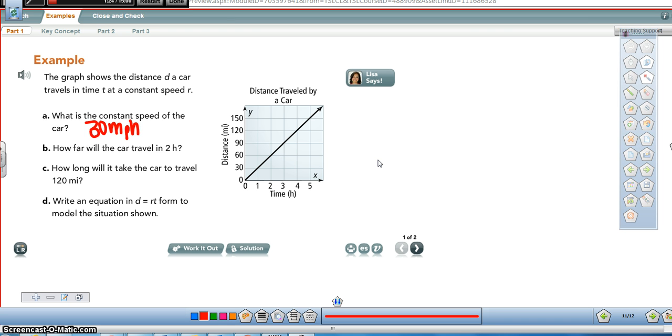How far will the car travel in 2 hours? Let's go look. In 2 hours, the car will travel 60 miles. How long will it take the car to travel 120 miles? Let's find 120 miles and use the graph. It will take 4 hours.